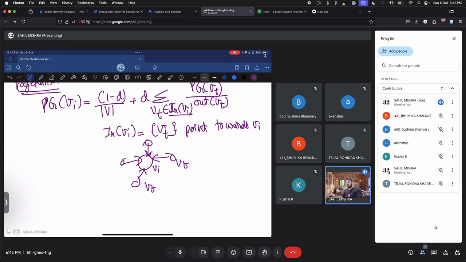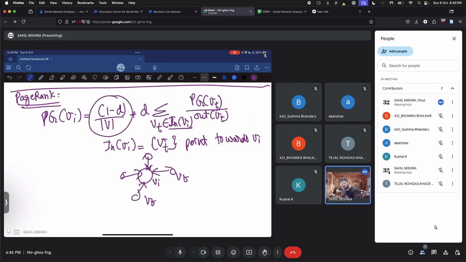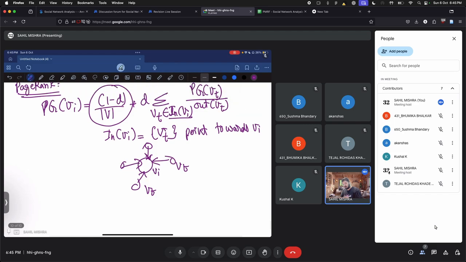So what we do, I'll explain this part later. Let me explain this part. To compute the PageRank of this node, we take the PageRank of vj for all the nodes divided by the out degree of vj. We want to check, apart from pointing to this node, what other nodes it points to. Once we compute it for all the pointed nodes of vi, we apply this d. D is a damping factor. We reduce its effect.